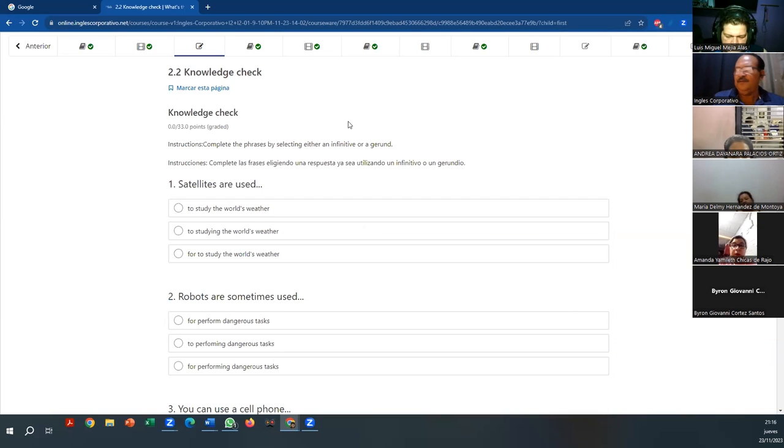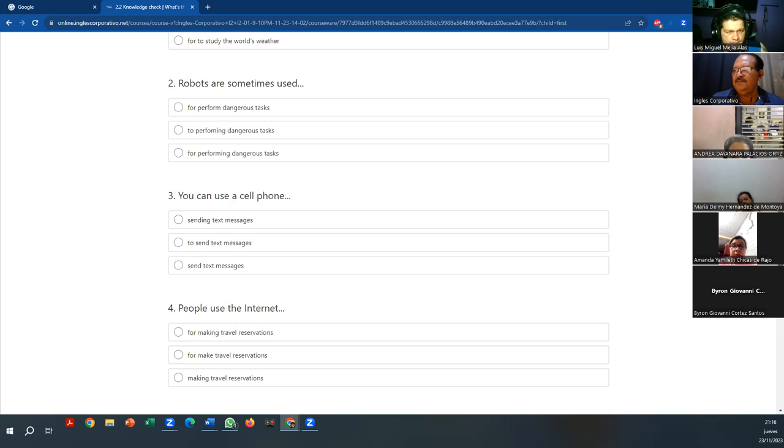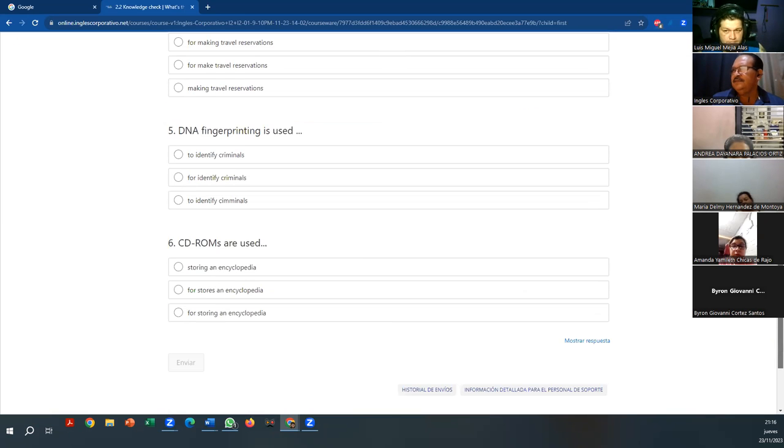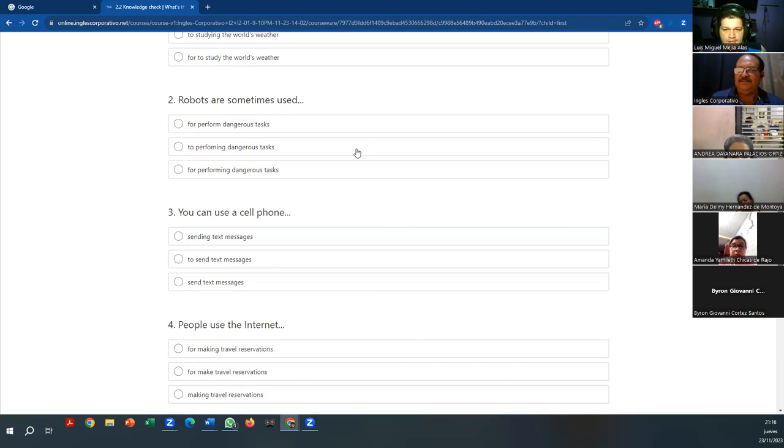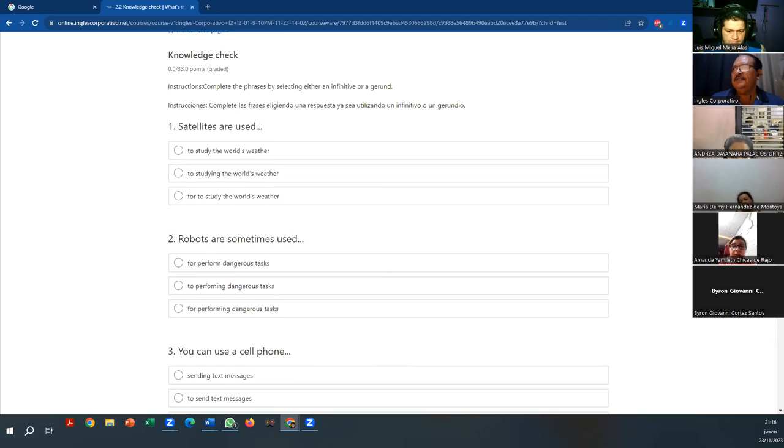So we have a little practice here. We have 5, 6 sentences to complete. The first one is: satellites. Satellites are used to study the world's weather, to study in the world's weather, and for to study. Which one is grammatically correct?